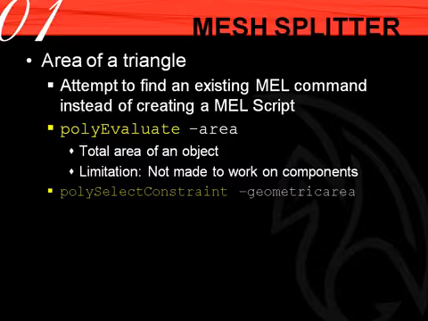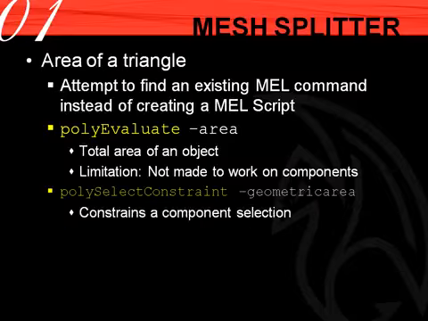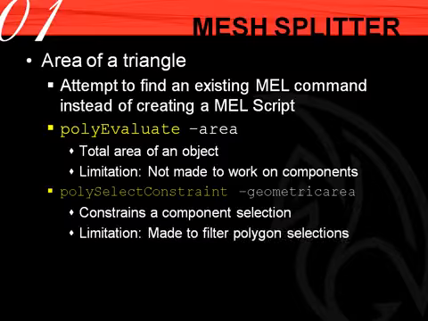Another option would be the polyselect constraint, geometric area. Now, while the polyselect constraint allows us to work with components, the problem is that you have to be able to select your components every single time. So see, it's constrained to a component selection, but it's essentially made to filter polygon selections, not really to give the area of an object. So we're constantly going to be selecting a face, selecting another face, and usually in MelScript, when you have to do any sort of selection while you're running a script, it'll slow the script down significantly.